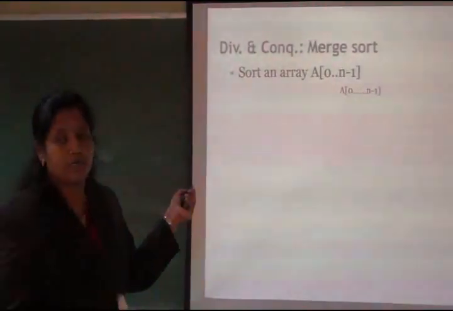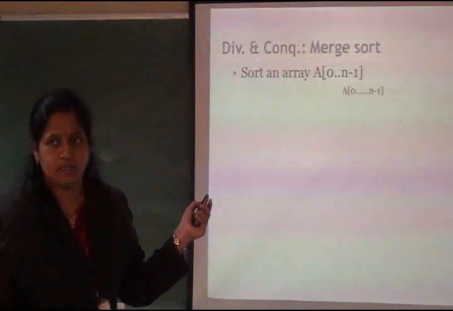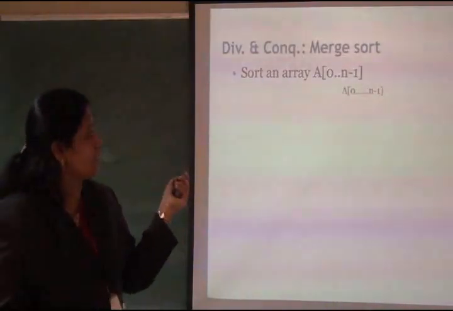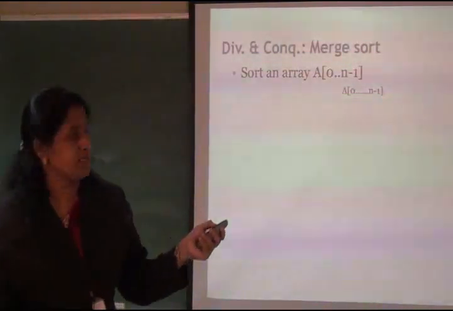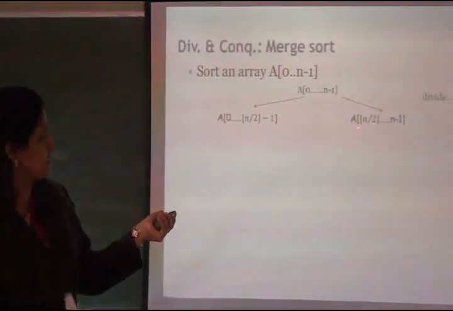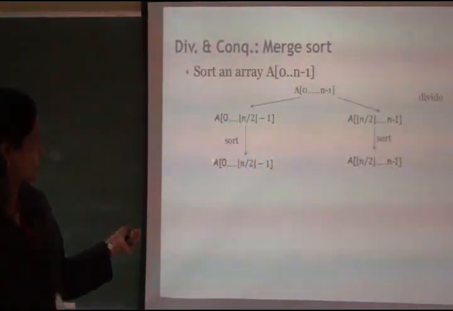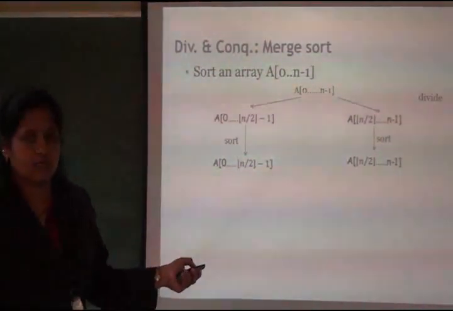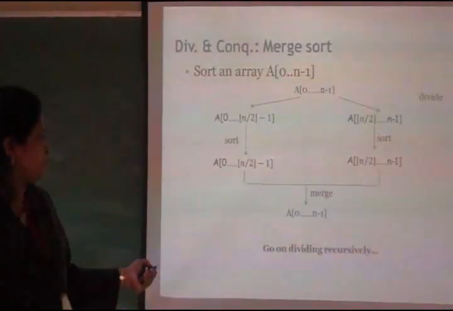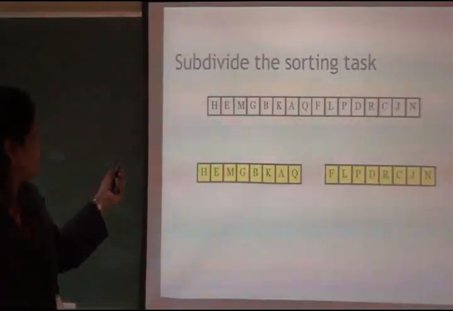See, you have to sort the array that is given, 0 to n minus 1. When you write 1 to n, that is also correct. So it is divided into 0 to n by 2 minus 1, and the second array is n by 2 to n minus 1. Again you sort this array separately and sort that array separately, then merge. This could be done recursively. So the example is subdividing.